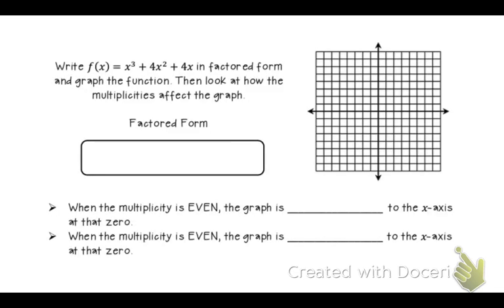Okay, so if we look at this, that factored is x and x plus 2 squared. So when the multiplicity is even, it is touching the x-axis at that 0. When it's odd, it is crossing at that 0.